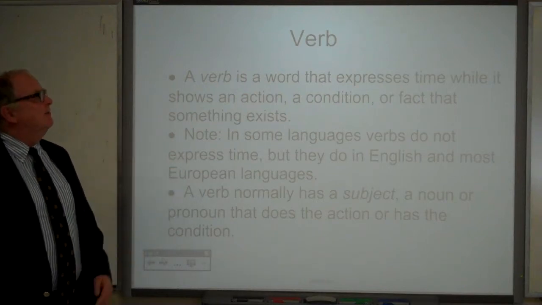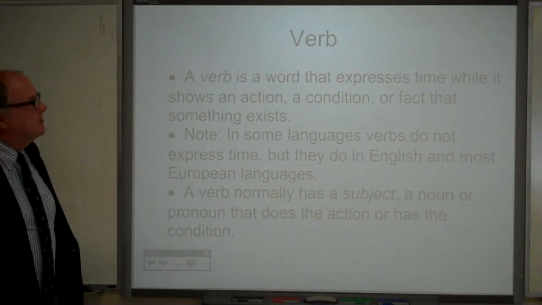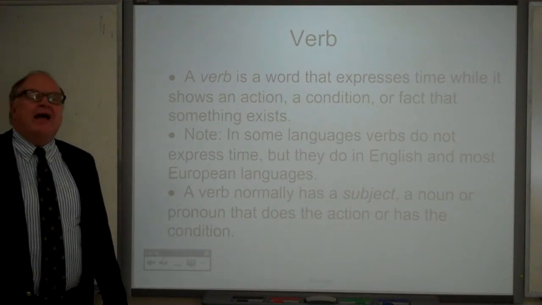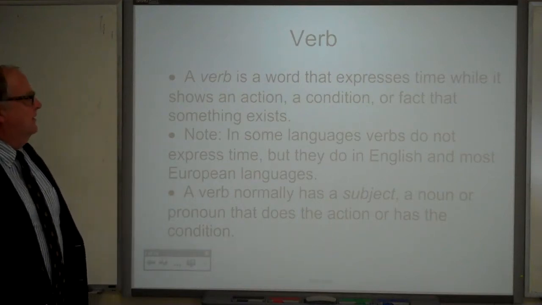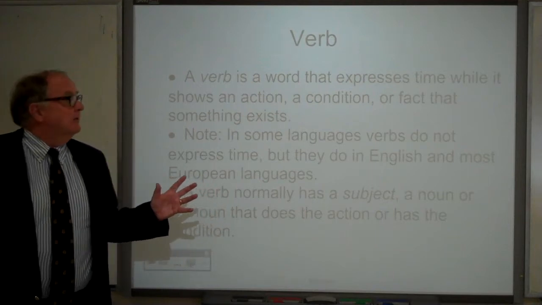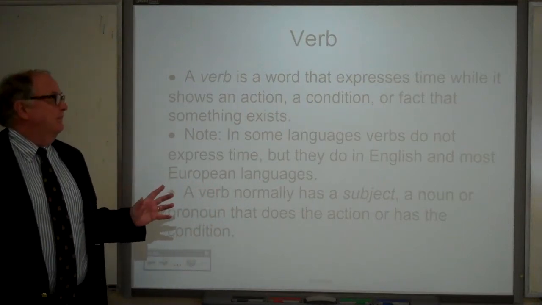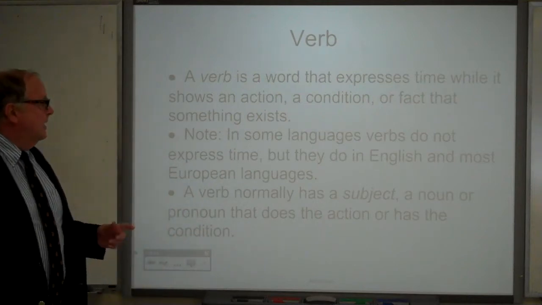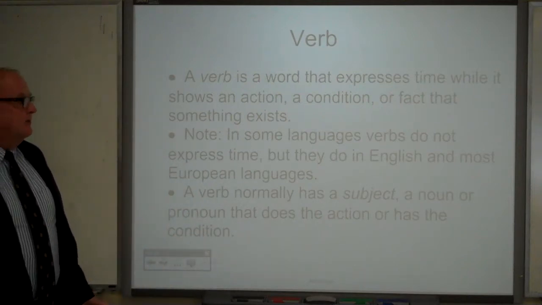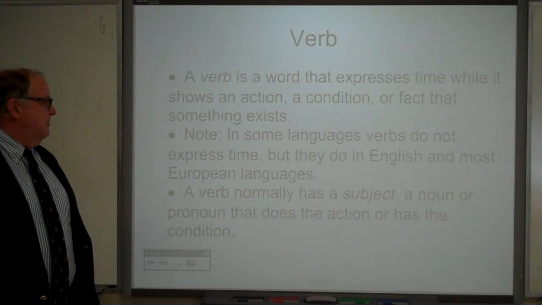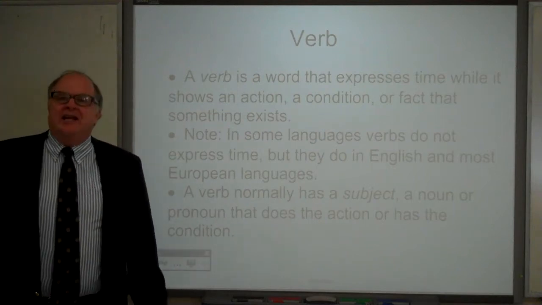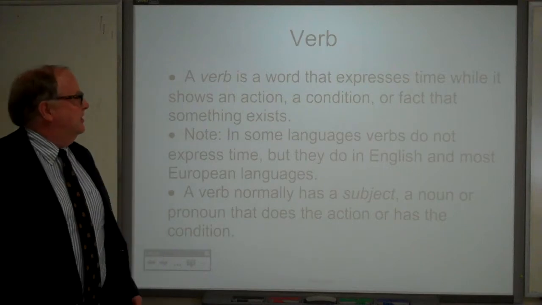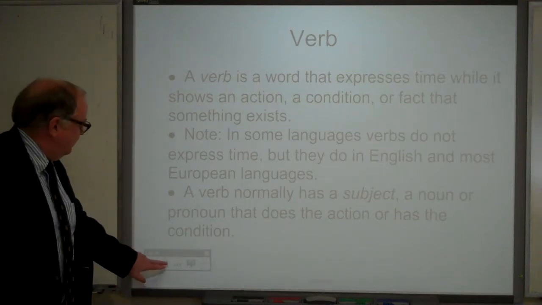Simple definition: a verb is a word that expresses time while it shows an action, a condition, or fact that something exists. Now, in some languages, verbs do not express time, but they do in English and in most other European languages. A verb normally has a subject, that is, a noun or pronoun, that does the action or has the condition.